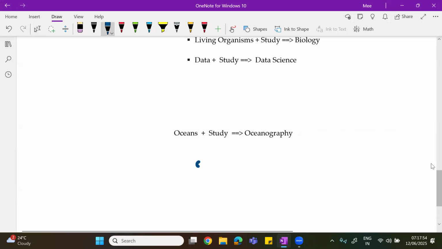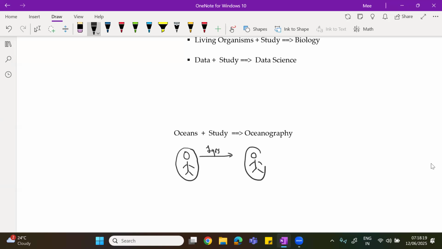After this, I've done a detailed study for the next 1 year. Now, will there be any difference in me before starting the study on oceans and after completing it, like a 1 year degree or something like that? Yes, there will be a lot of difference.